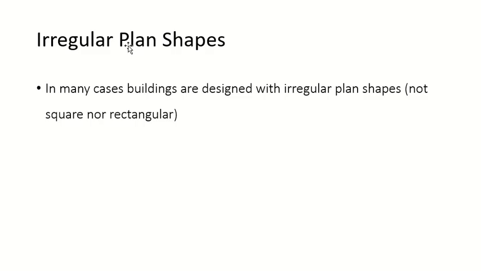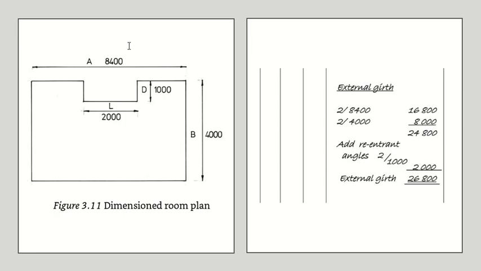Okay, but the problem is all plans are not regular shapes. They are not rectangles and squares. They can be irregular plan shapes as well. Okay, so in that case, we need to deal with them. So, for example, here you see an irregular plan shape. Okay, so you see that this is something additional here, which is not making the rectangle proper. So we can get full, then we subtract.